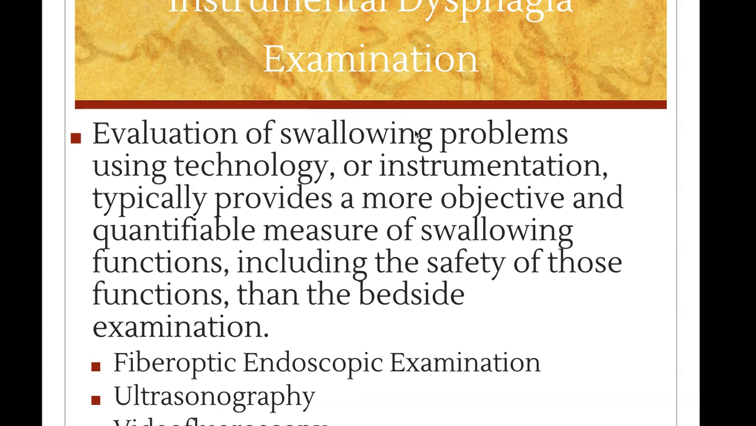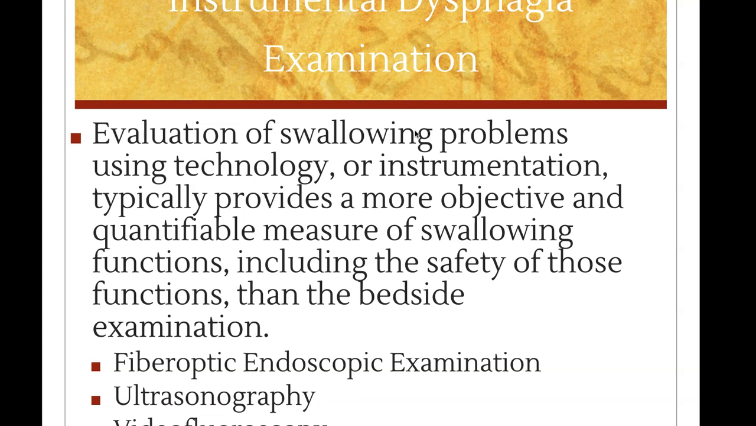One is a fiber optic endoscopic examination. So you get a little thread with a camera that goes up the person's nose and down into their throat. And you can really see the food as it's in their mouth, in the back of their throat. But once it's swallowed, you can't see it anymore. So it gives you a good view of the oral prep phase and the oral phase. Everything else is difficult to see.